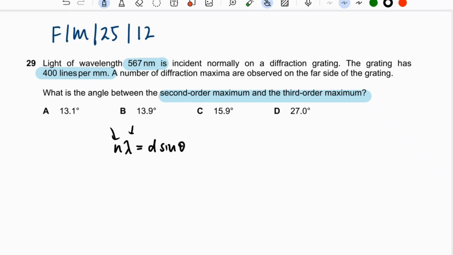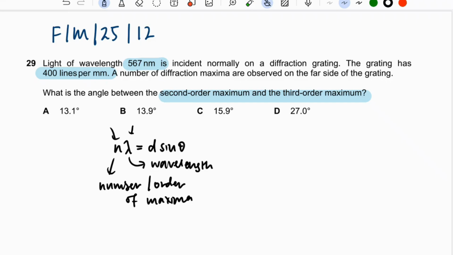So n is the number, or more accurately, the order of maxima, and this lambda is the wavelength. And d is the distance between slits, or in other words, some people may call it the grating spacing.